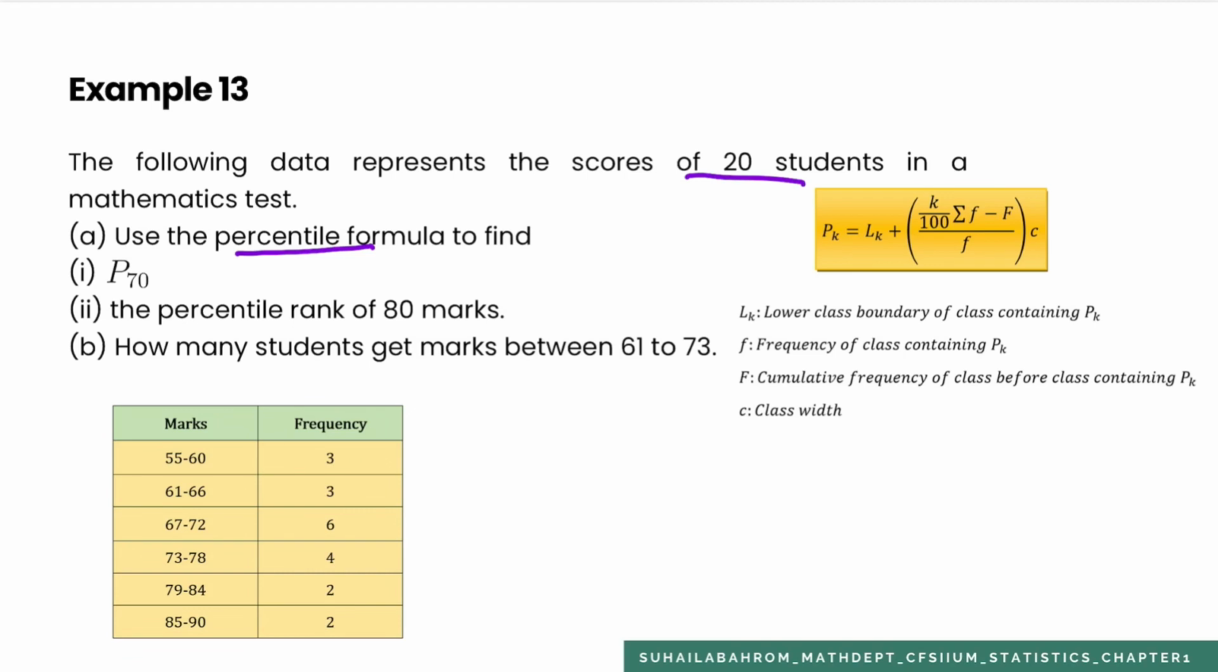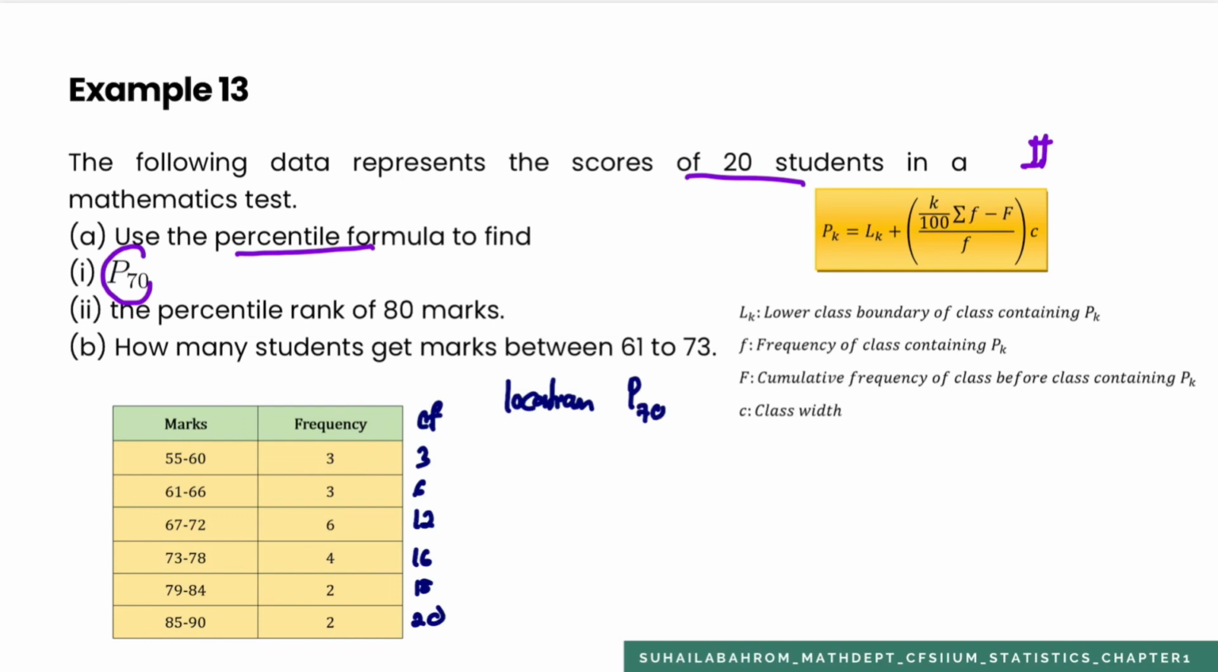Since the question doesn't ask you to sketch the graph or ogive from this data, we can only get the percentile values by using the second method, which is by using the formula. So we have to find percentile 70. Before that, you have to add the column for the cumulative frequency. We have 3, 6, 12, 16, 18, and 20. Next, we have to find the location containing PK, P70.